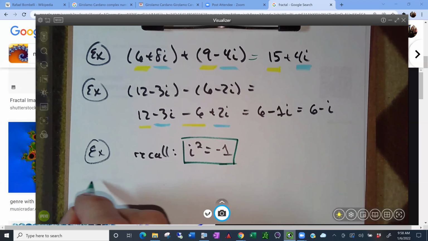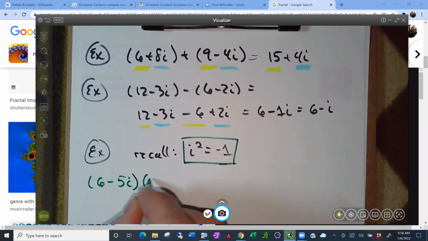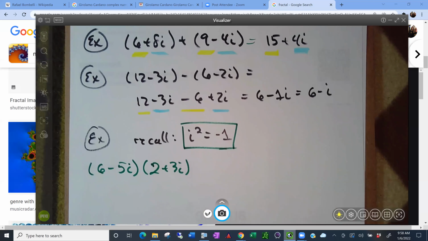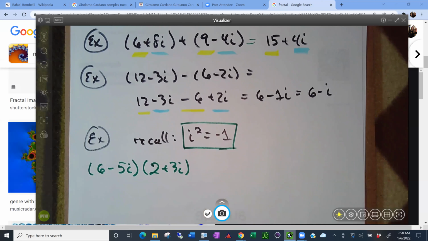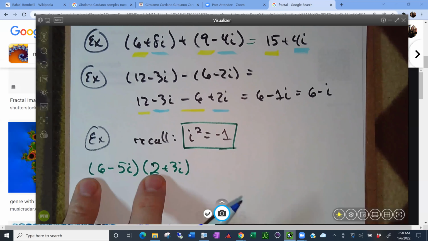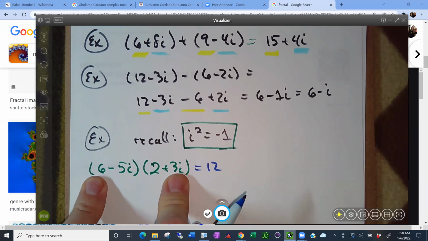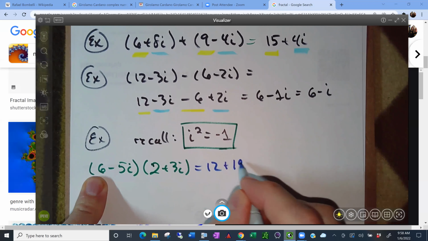Let's start with this example. 6 minus 5i times 2 plus 3i. Now, it might look like the product of two binomials. In fact, that's how we're going to treat it. We're going to FOIL this out and get our answer. So 6 times 2 is going to be 12. Then the outside is 6 times 3, which is 18i.